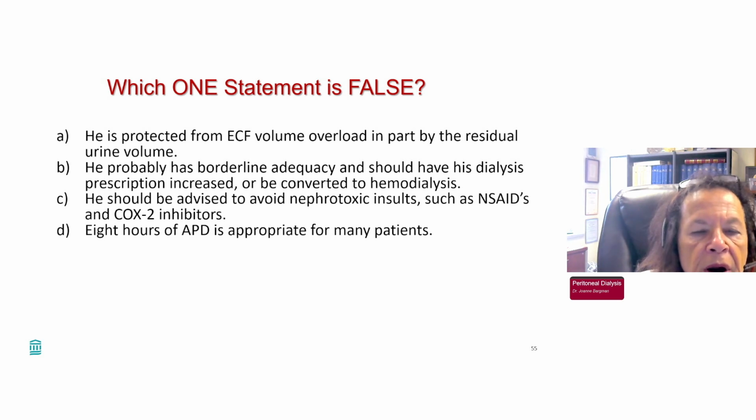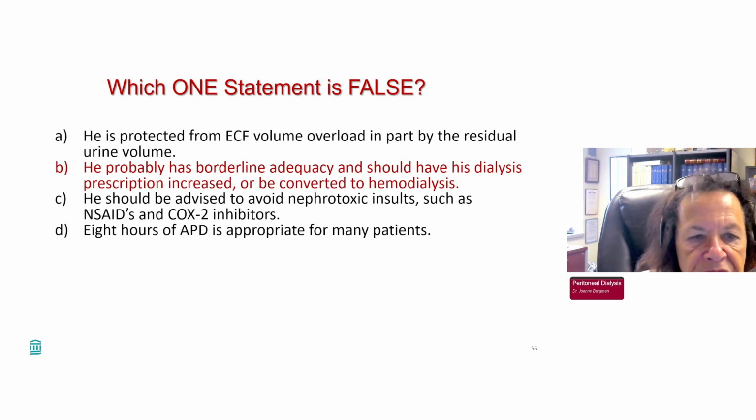And what do you think about Marvin? I'm looking for an incorrect statement here. A, he's protected from ECF volume overload in part by the residual urine volume. B, he probably has borderline adequacy and should have his dialysis prescription increased or be converted to hemodialysis. C, in order to preserve his residual kidney function, he should be advised to avoid nephrotoxic insults, and D, 8 hours of APD is appropriate for many patients. So what's the wrong answer here?